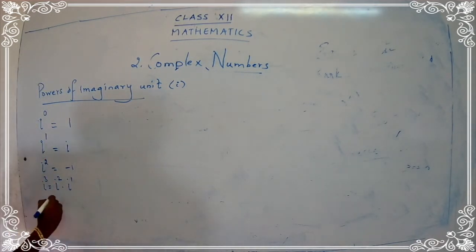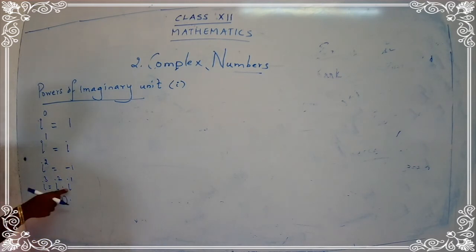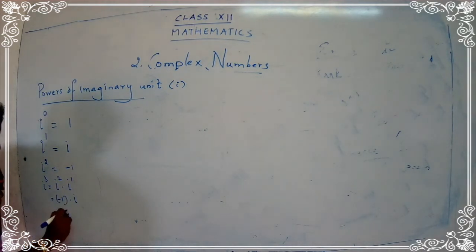Now I know the value for I square. What is the value for I square, children? Minus 1. Yes, so put here minus 1. What is the value for I raised to 1? It's I. Yes. So minus 1 into I is minus I. So I cube is minus I.